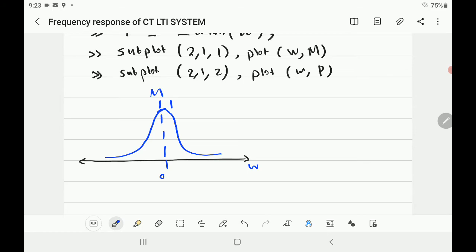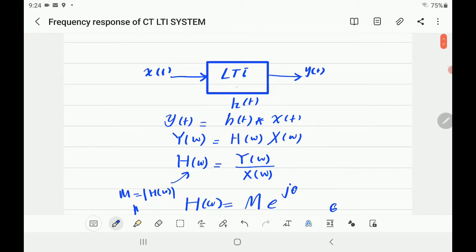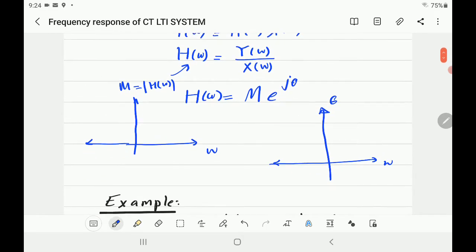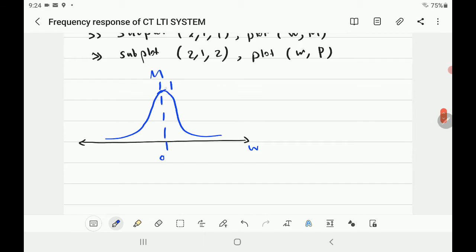You have to understand what this magnitude means. It means if you have an input to the system that we just explained here, the linear time invariant system, and omega equals 0, meaning you have a DC input, the magnitude will not be affected, it will be preserved, because M is equal to 1. It means the magnitude of the output is equal to 1 times the magnitude of the input. So it will keep it.